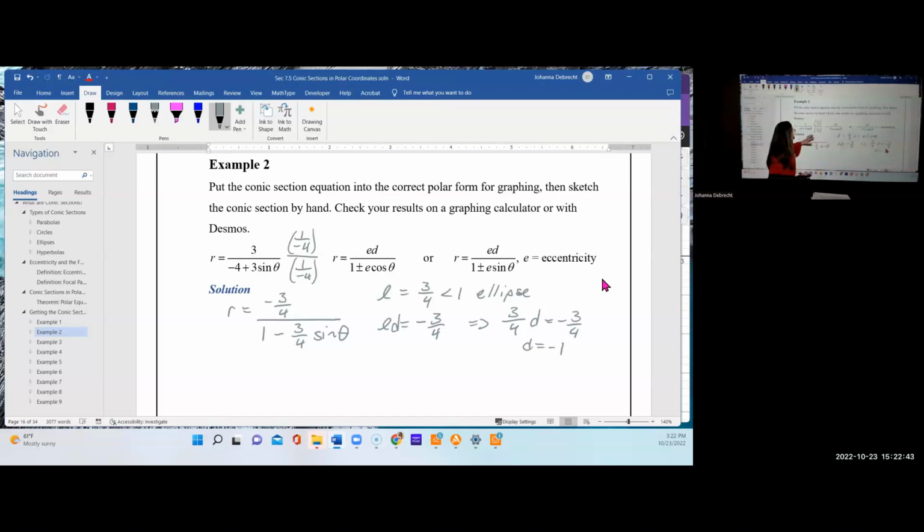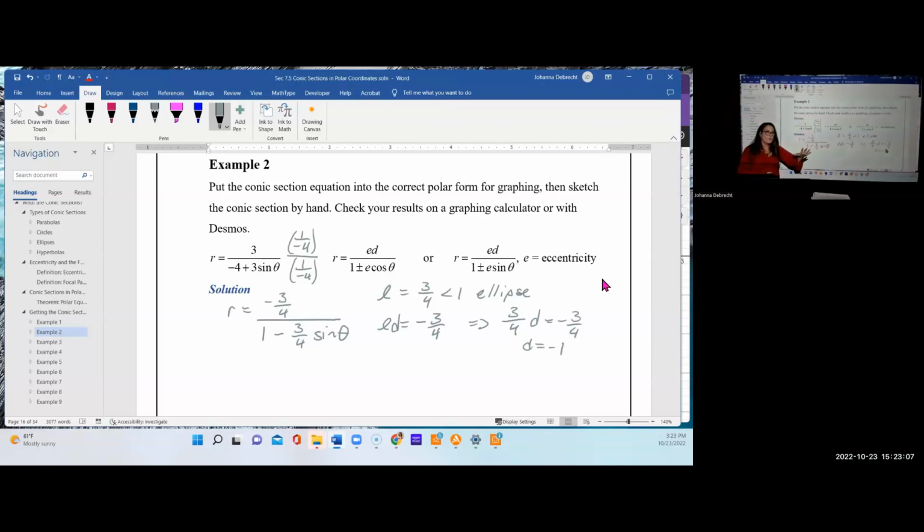Now, I want to take a look in the working form at the combination of these two signs. It's a negative in the numerator and a negative in the denominator. Multiplied together gives me a positive. So the directrix is on the positive side, either to the right for cosine or above for sine. I have sine, so it's above. So I have an ellipse.